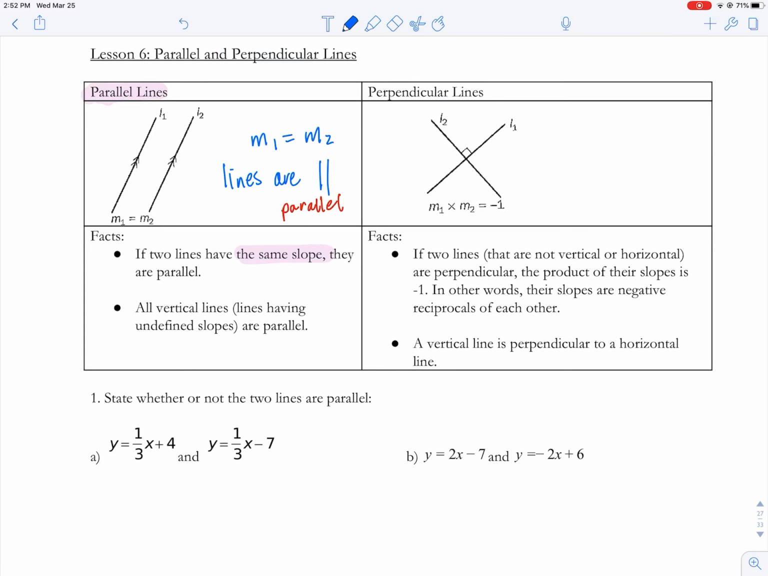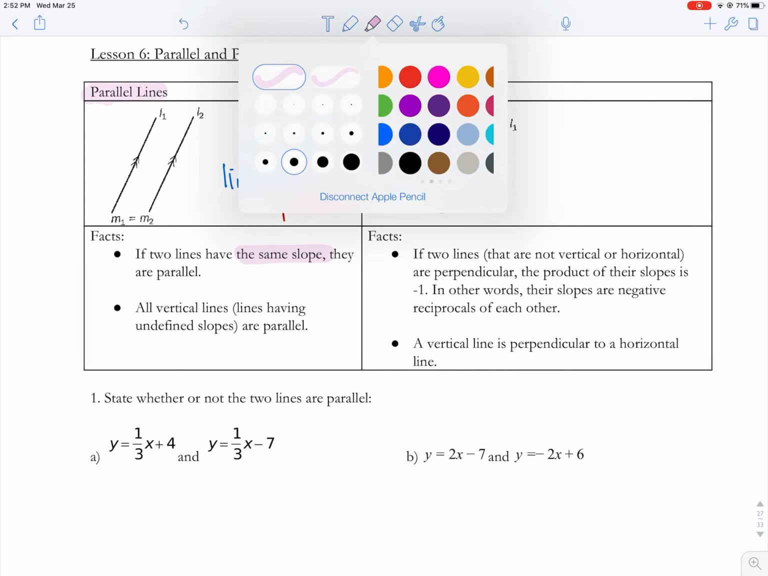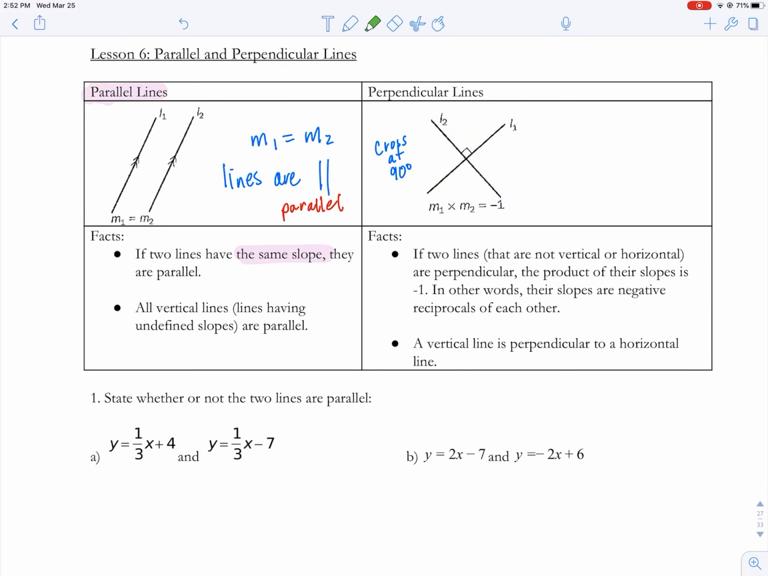And then perpendicular lines are lines that cross at 90 degrees. Remember that? Cross at 90 degrees. So for perpendicular lines, if they cross at 90 degrees, there's going to be something interesting that happens with their slopes. The product of their slopes is going to be -1. Another way of saying that is that the slopes are negative reciprocals of each other.